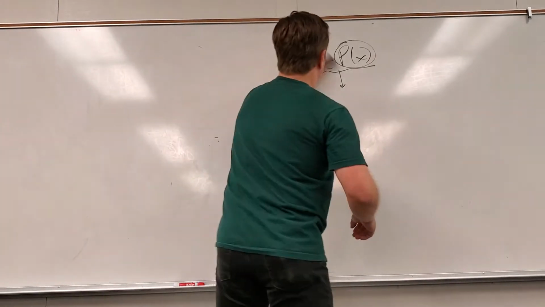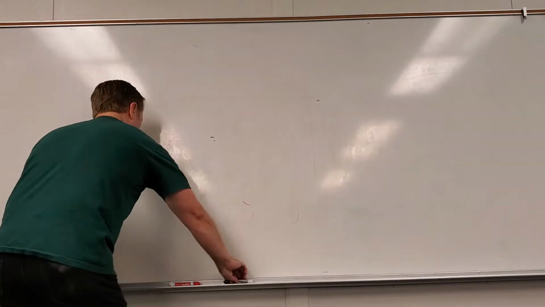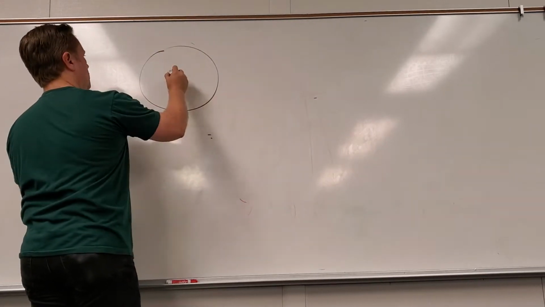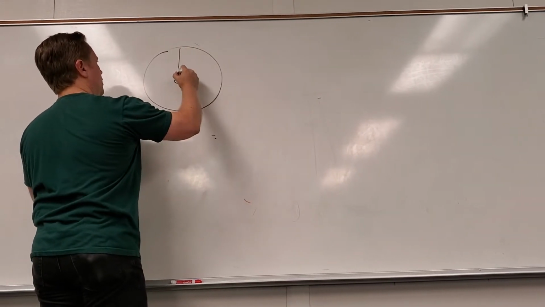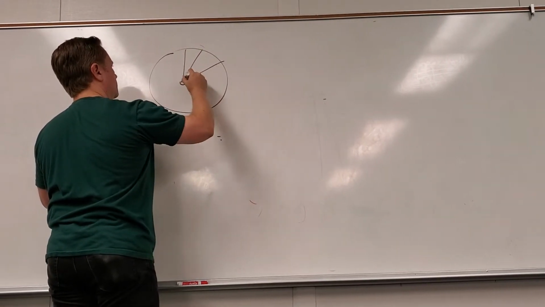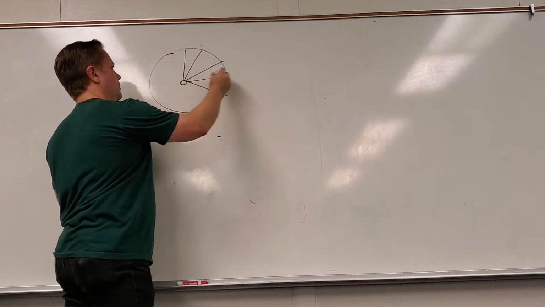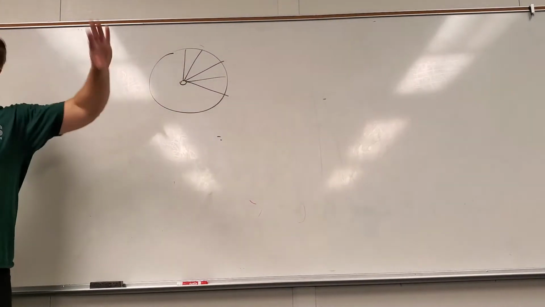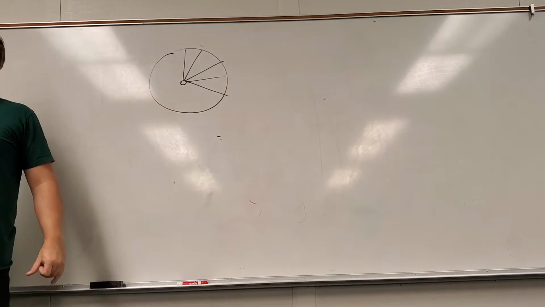So darts, you have a bullseye. All right, I'm not going to draw the whole thing. And then you got these little triangular pieces coming off of there. Right, oh my God, we're supposed to be about the same height. All right, now all the way around. Okay.